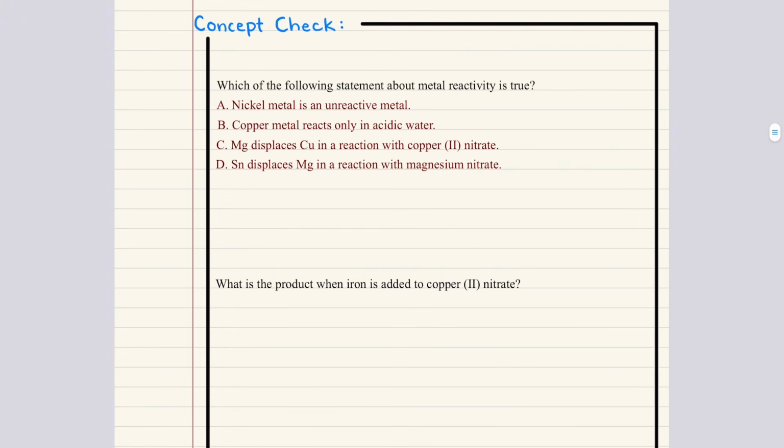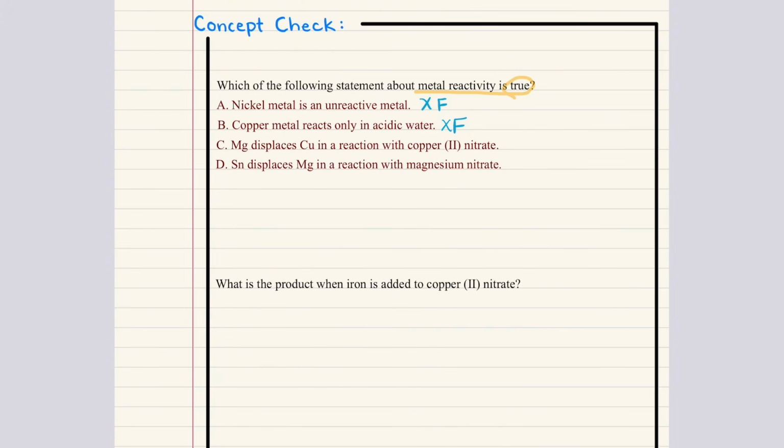The first question asks which statement about metal reactivity is true. Let's read each answer choice and work through it. A says nickel metal is an unreactive metal. This one is not true. B says copper metal reacts only in acidic water. Copper does not react in acidic water. Most of the time, it does not react with water at all. So option B is not correct either.